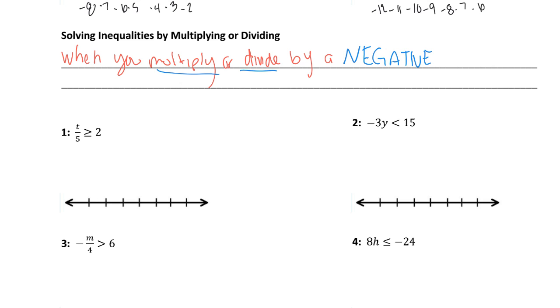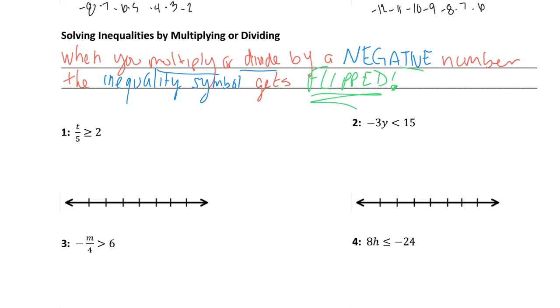So when you multiply or divide by a negative number, the inequality symbol, I'm also going to put that in a different color, the inequality symbol gets flipped. Now this is also important. Okay, so when you multiply or divide by a negative, you have to flip-flop that inequality symbol, because remember, negatives are pretty much opposite operations. So we want to do the opposite inequality symbol.